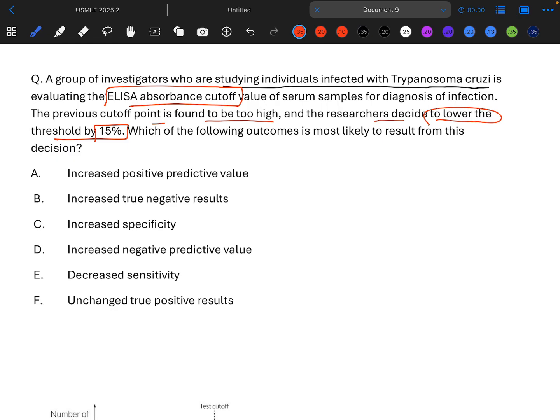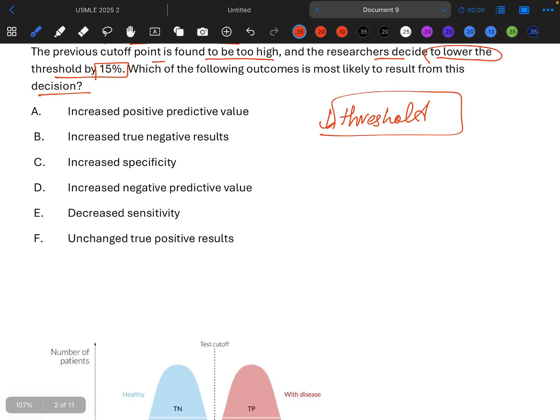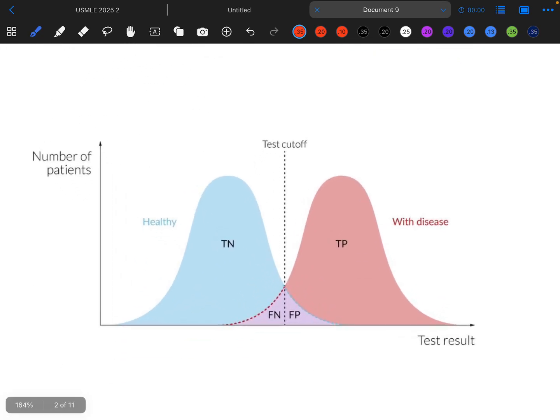The next question is about a group of investigators who are studying individuals infected with Trypanosoma cruzi and are evaluating the ELISA absorbance cutoff value of the serum sample for diagnosis of infection. The previous cutoff point was found to be too high, so researchers decide to lower the threshold by 15%. Which of the following outcomes is the most likely to result from this decision? In this question, they are asking: if we decrease the threshold value, which outcome will be correct and most likely result from decreasing the threshold?